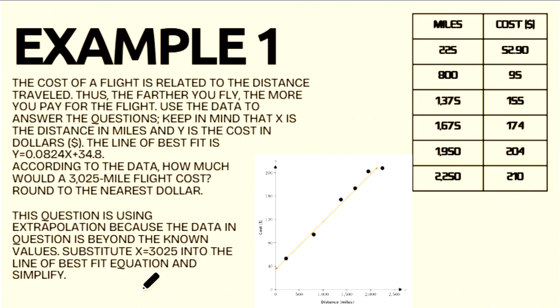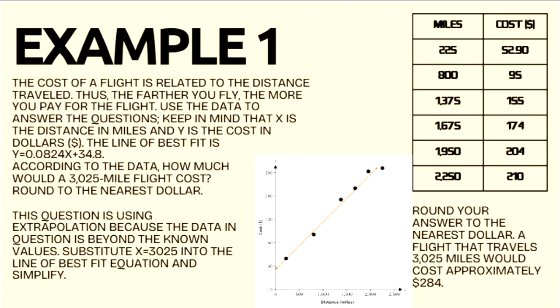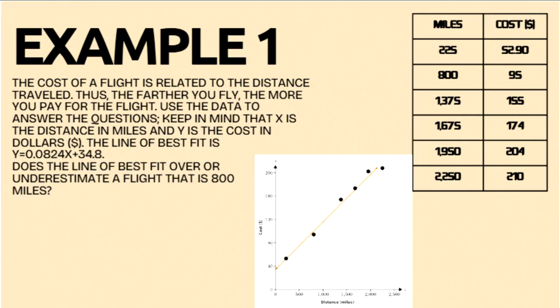And now, this one is extrapolation because the highest our table goes is 2,250 miles, and this one is 3,000. So extrapolation is outside of the table, exiting the table. Okay. And it would cost $284, which is what we said. Here's the next question, same information.